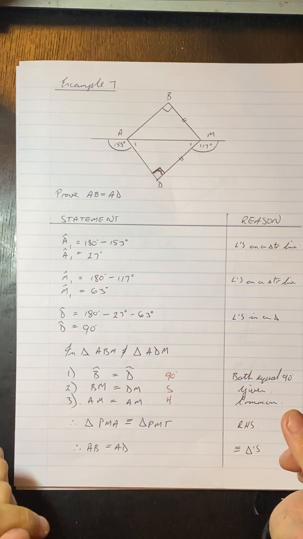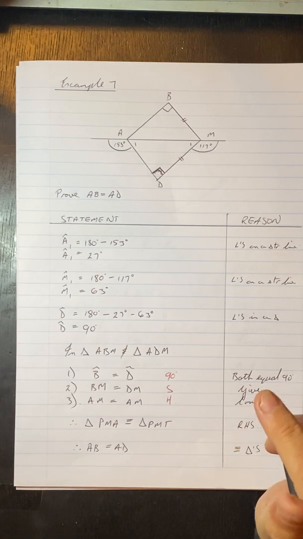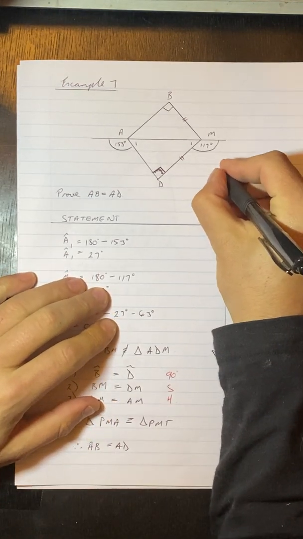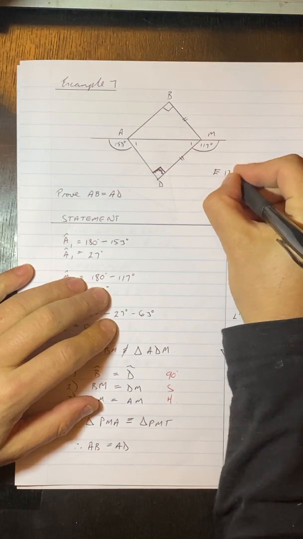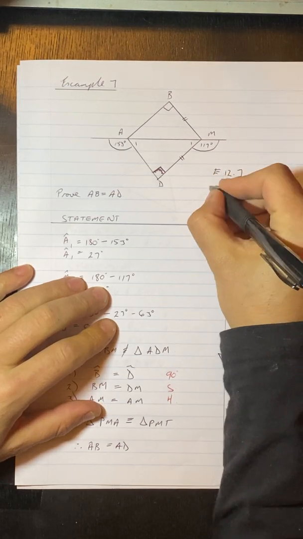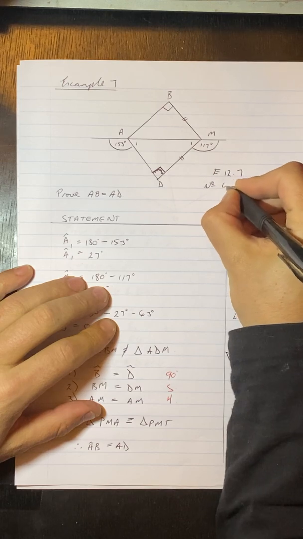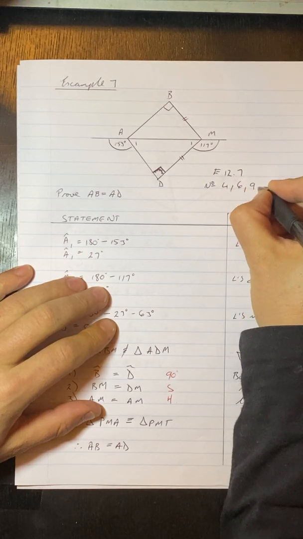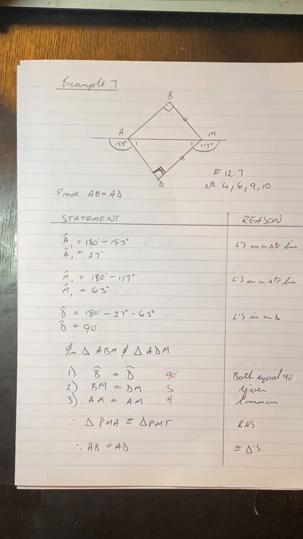All right, grade 9s, what I would like you to do now is exercise 12.7, number 4, 6, 9, and 10 for me, please. Thank you.